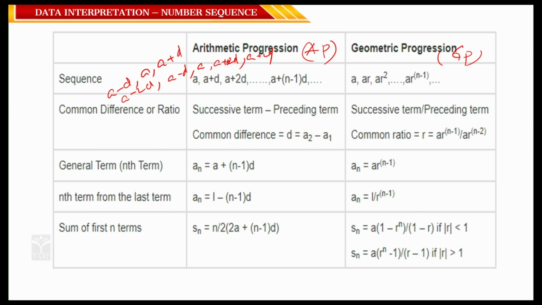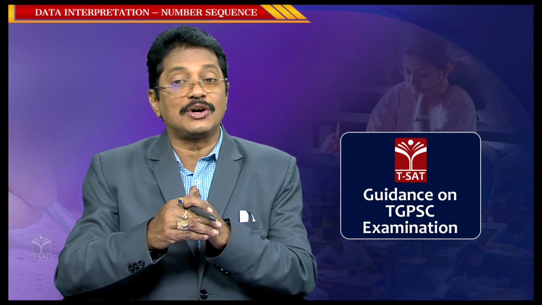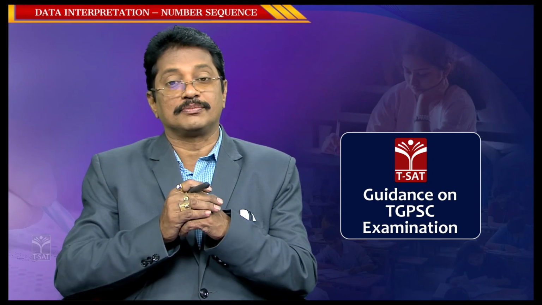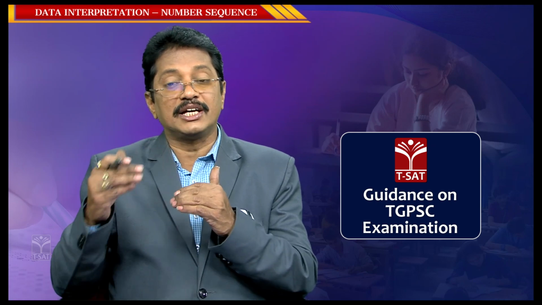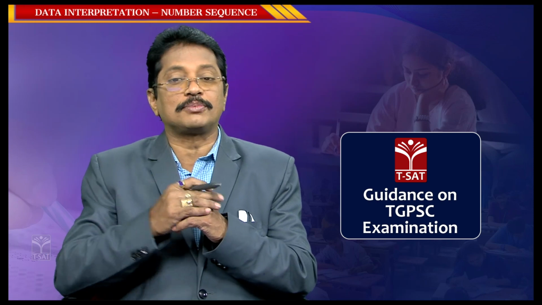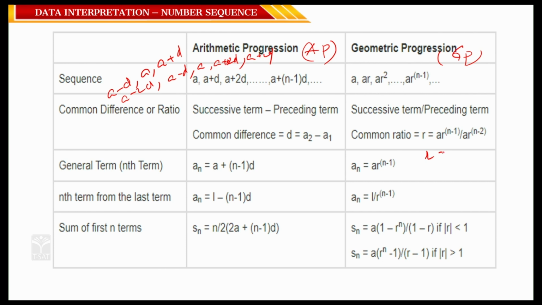And common ratio, in geometric progression we call it a common ratio. Common ratio means it is a ratio of the successive term and the preceding term. If A1, A2, A3 and so on is a geometric progression, then R is equal to A2 by A1, whereas here D is equal to A2 minus A1. That's the difference between arithmetic progression and geometric progression.